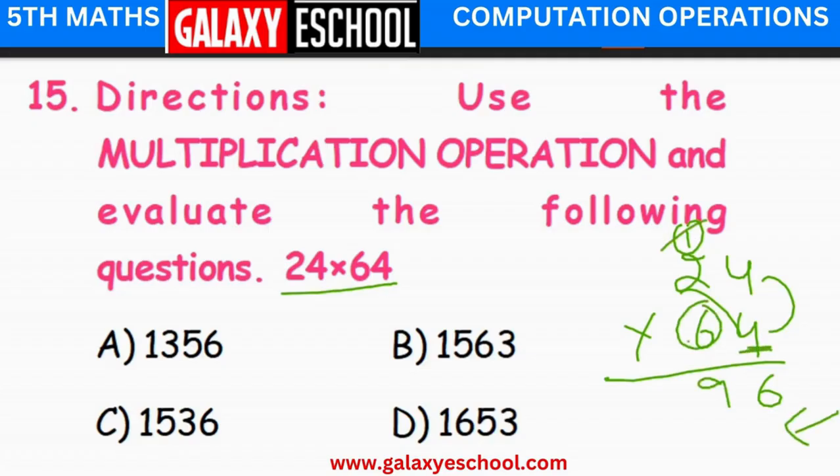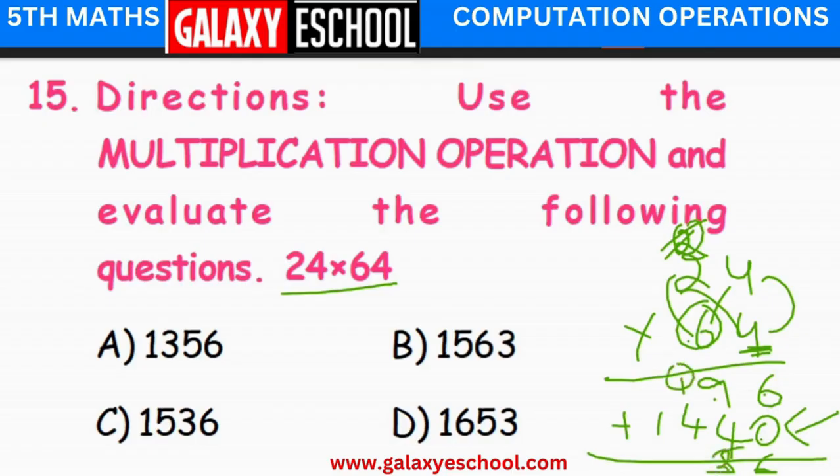Now after 6 we are having 1 digit here. So we'll place 1 0. 6 4s are 24. 4 here 2 carried. 6 2s are 12 plus 2 14. Adding our partial products. 6 plus 0 6. 9 plus 4 13, 3 here 1 carried, 1 plus 4 5 and 1. 1536 is our answer, that is option C.